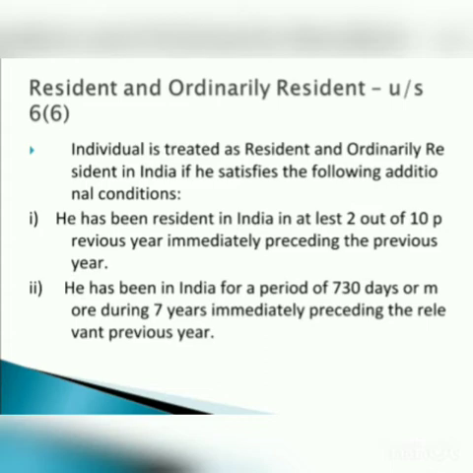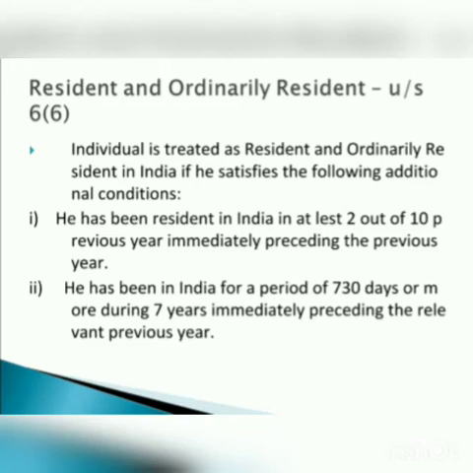Now resident is categorized into two parts: ordinary resident and not ordinary resident. First of all, he has to satisfy one condition out of the two, then he is a resident in India. Then for becoming an ordinary resident in India, he has to fulfill the supplementary conditions. The first supplementary condition is he has been a resident in India for at least 2 out of the 10 previous years immediately preceding the previous year. Means he should have been in India for 2 previous years out of the 10 previous years immediately preceding the current previous year.